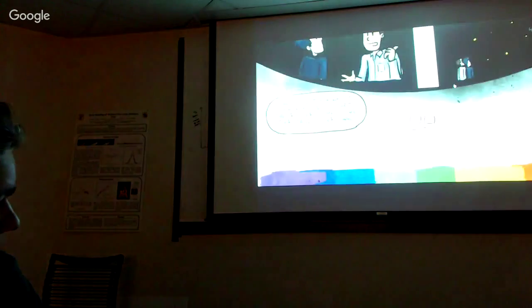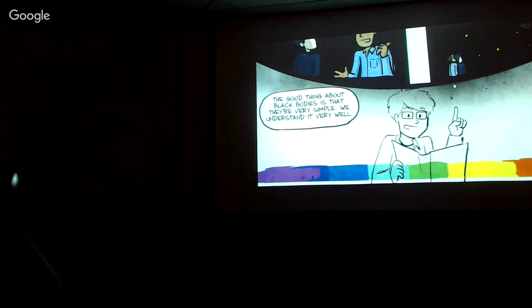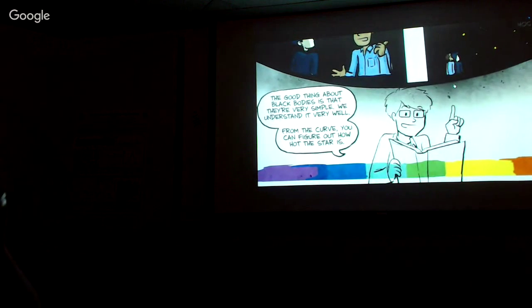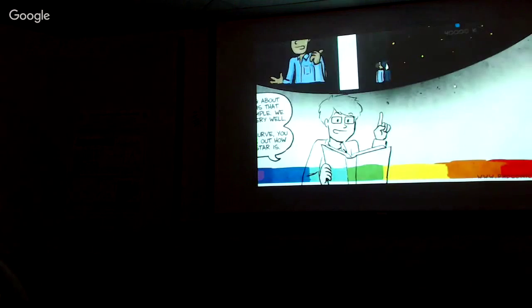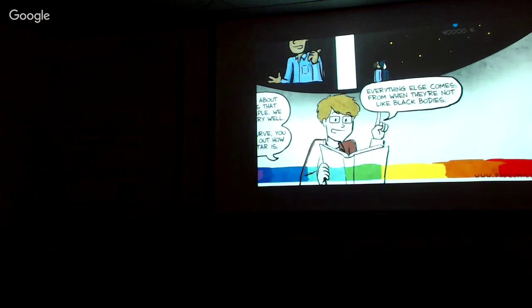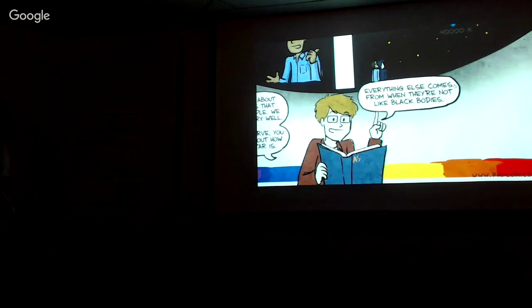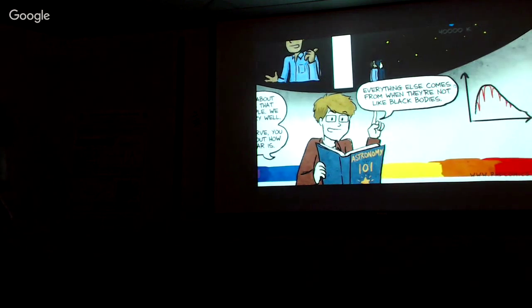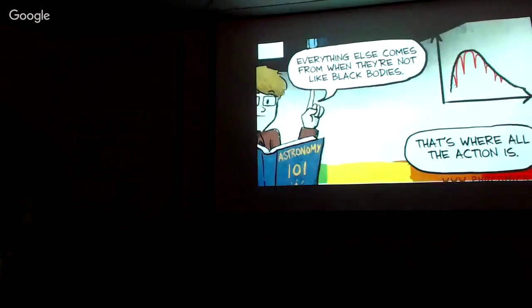The good thing about black bodies is that once we understand them, they're very simple. This curve in the star, we can understand it very well. You can figure out the temperature of the star, and that's it. And so everything else we know about these stars comes from when they're not black bodies. This is astrophysics that is the most basic, the deviations away from it.